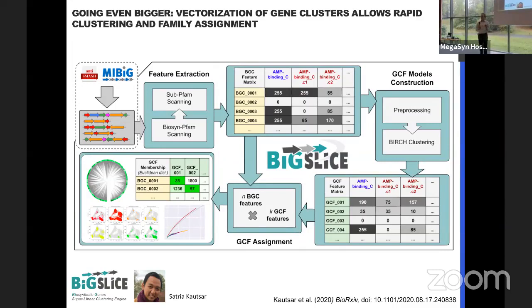And because of this subdomain presence and absence, and also whether it's the best hit or the next best hit to the subdomain models, because these are discrete values, you actually featurize, you vectorize your gene clusters in such a way that for each gene cluster family, you can identify basically a point in gene cluster space where you say, okay, this is the central point, and all the gene clusters around this point we assign to this gene cluster family. And in the end, this really is scalable to millions of gene clusters.